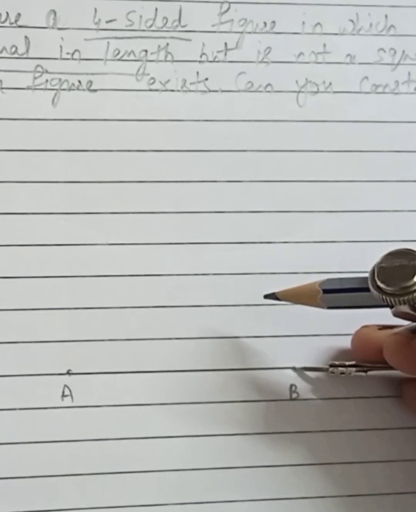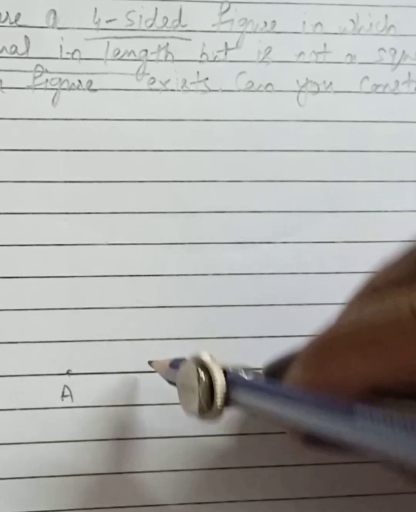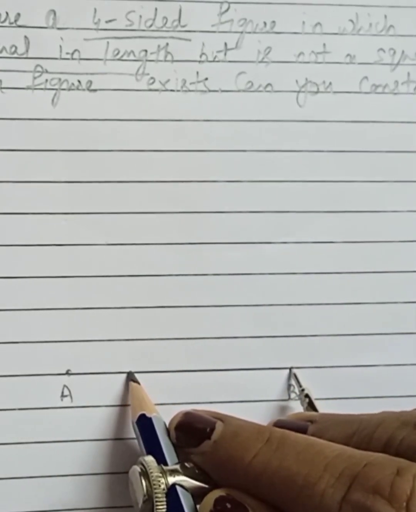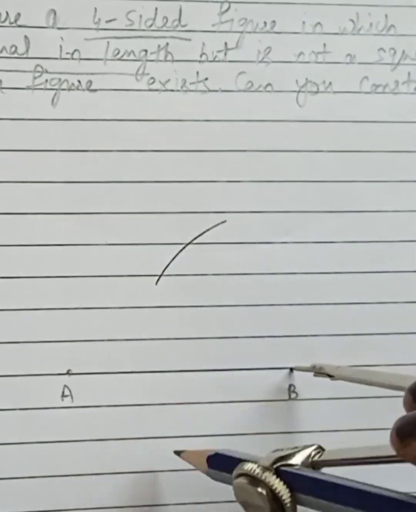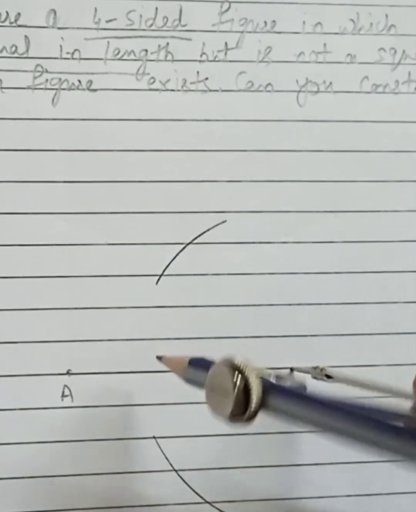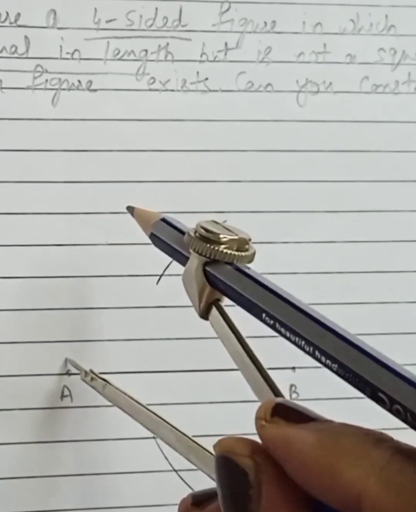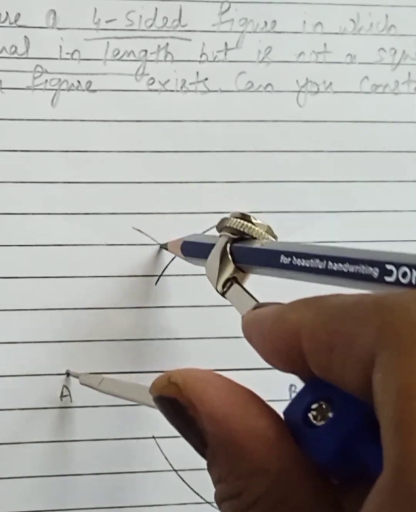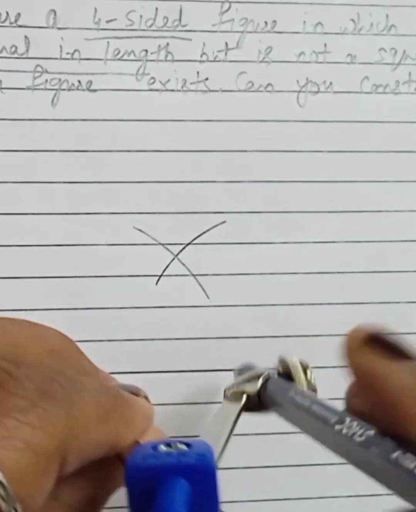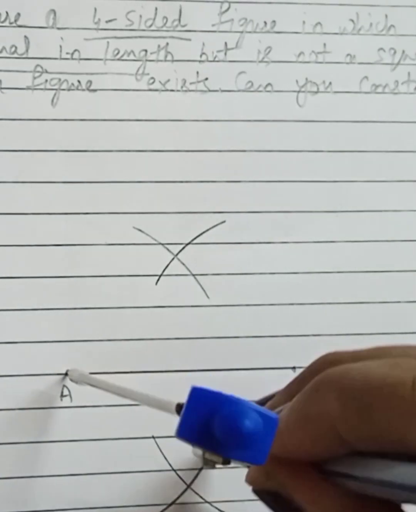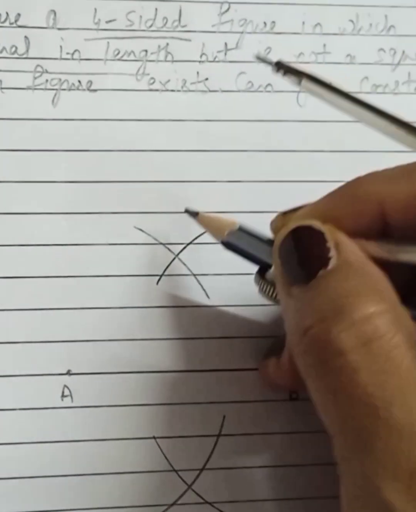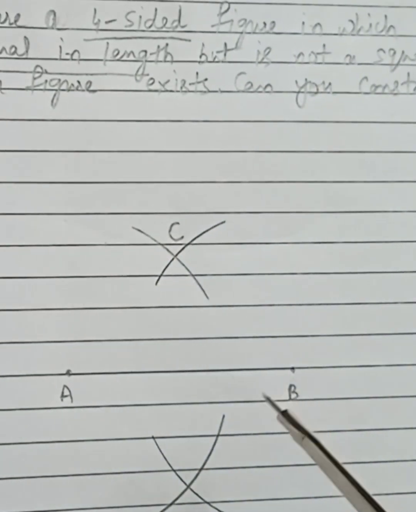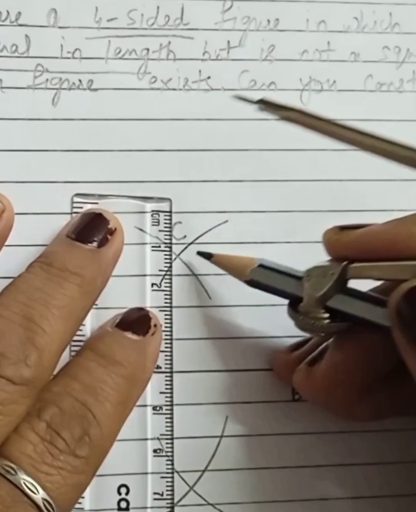देखो कैसे. I will open the compass more than half of it. See carefully, more than half of it. Draw an arc above the line and below the line from B. Similarly, from A, draw another arc cutting the previous arc above the line and below the line. Here I get 2 points, say C and D. Now join C and D.